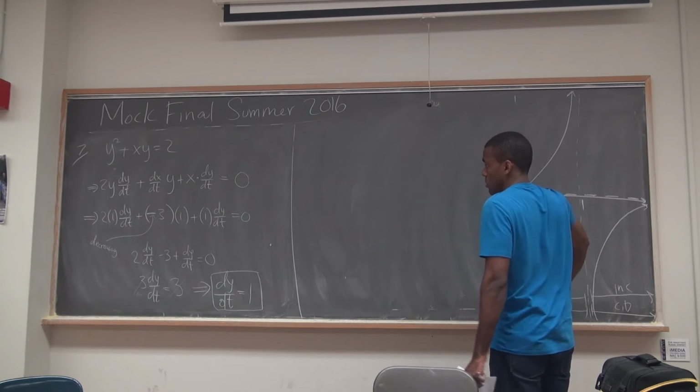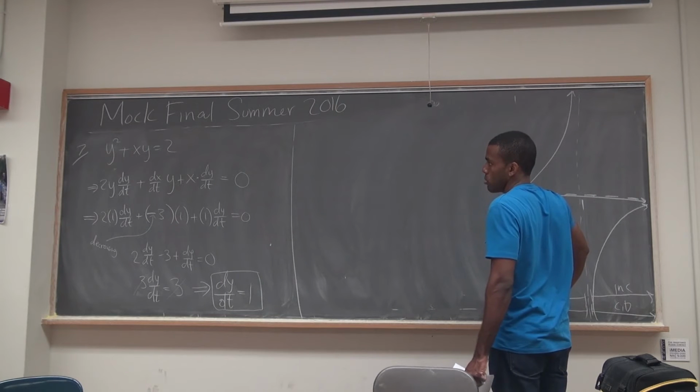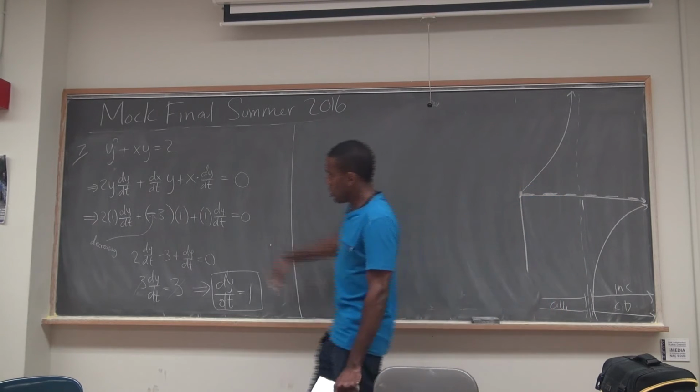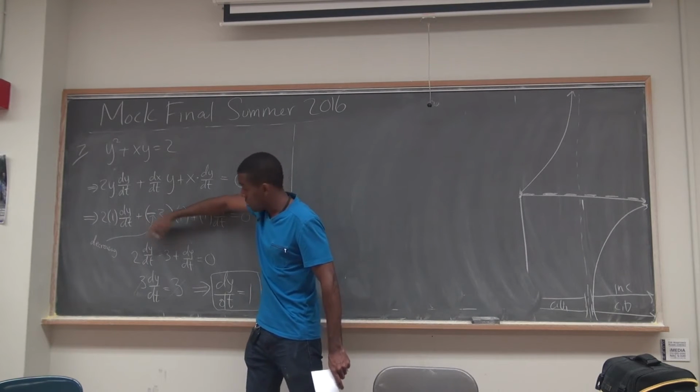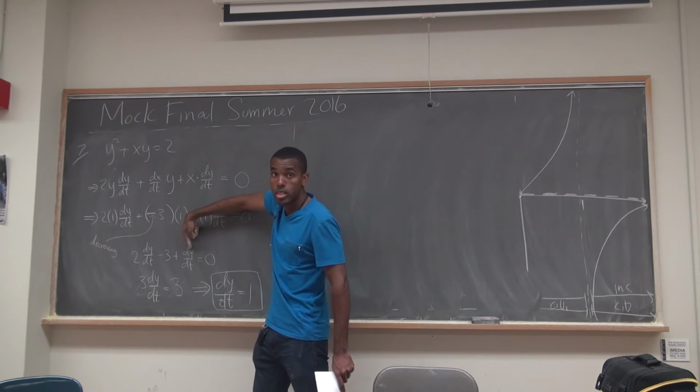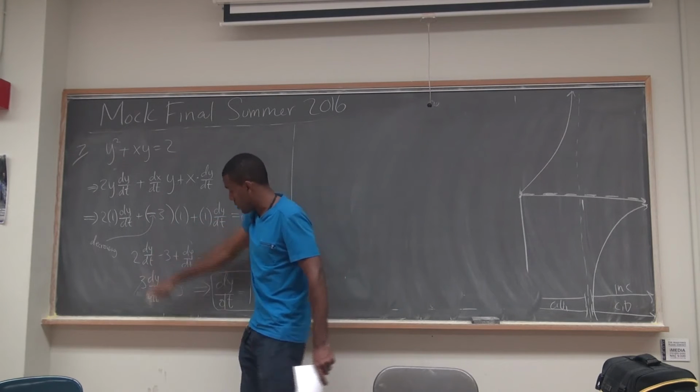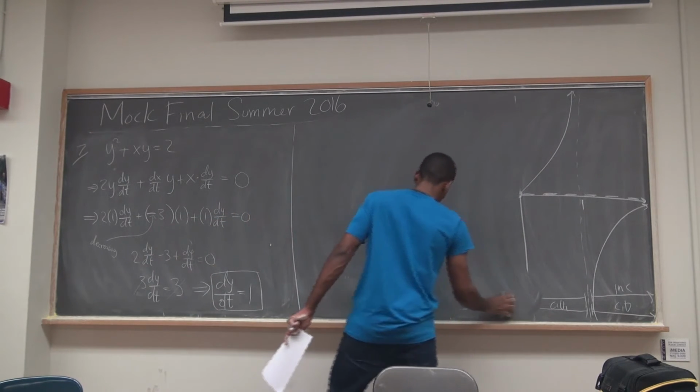Wait, what happened to the 2? What 2? The 2 in front of the y. Oh, it's here. The 2 is here, but I combined these. I have 2 dy/dt plus 1 dy/dt. Oh, so I have 3 dy/dt's. 2 apples plus 1 apples.